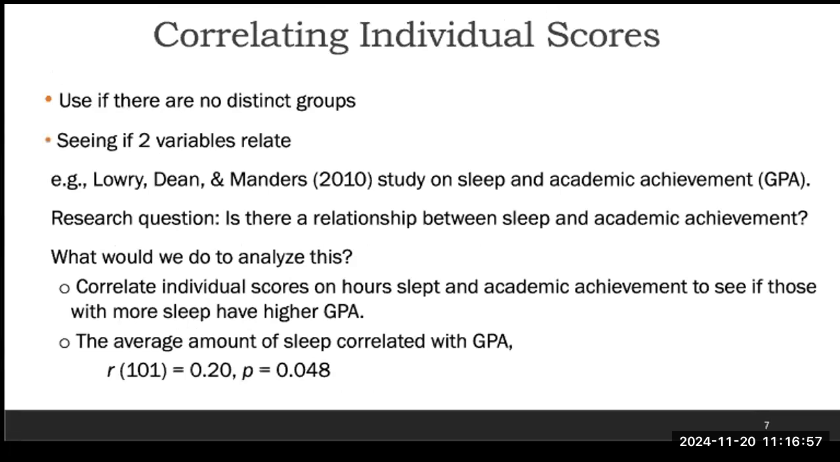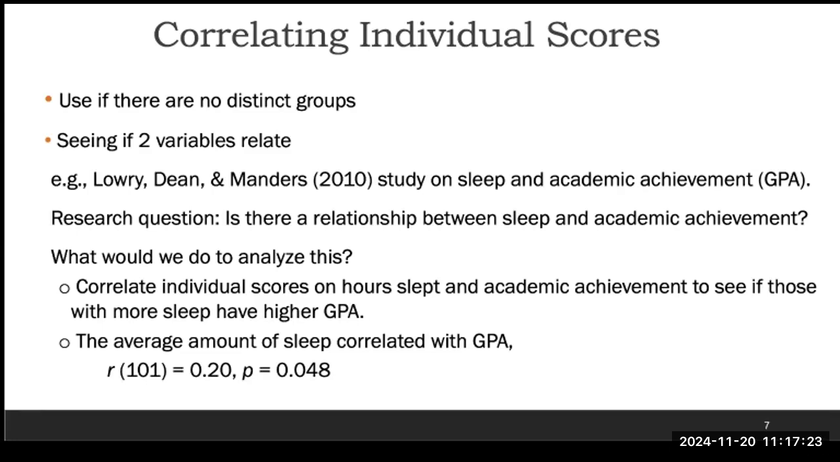So another analysis we would do, as I mentioned previously, is correlating individual scores. So you could do this if there aren't really distinct groups, right? You could see if two variables are relating. For another example, there was a study on sleep and academic achievement as measured by GPA. The research question was, is there a relationship between sleep and academic achievement?